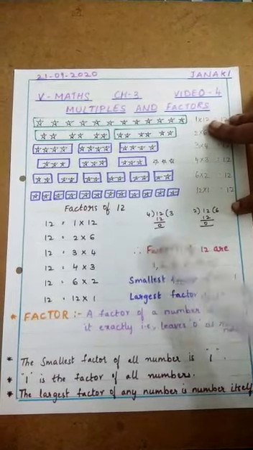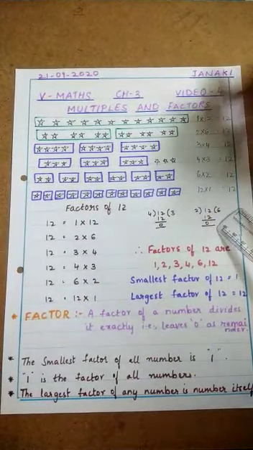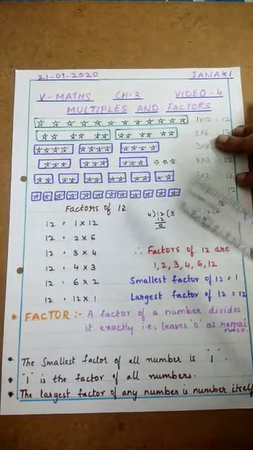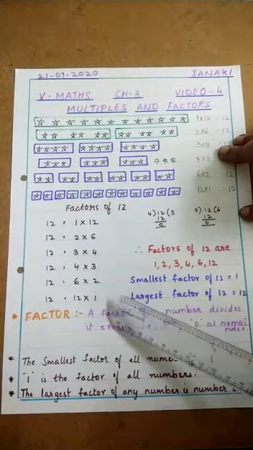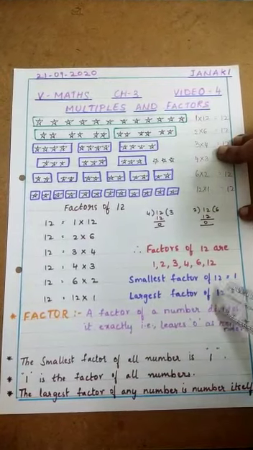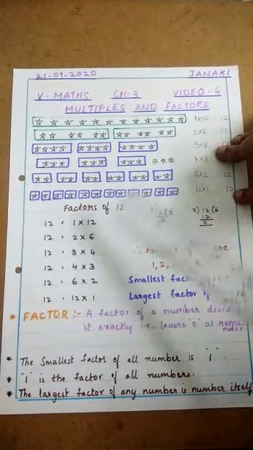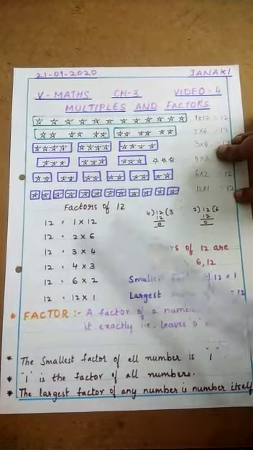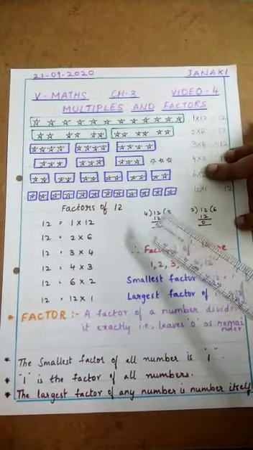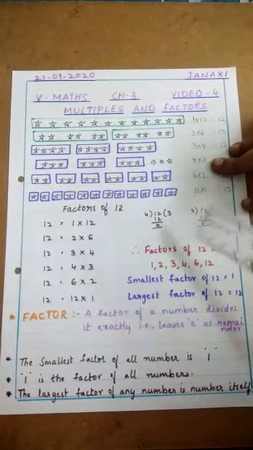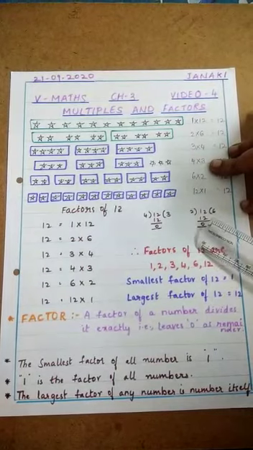Now let us see another one. 12, I am dividing by 2. I get 6. Here also the remainder is 0. So what can you say about a factor? A factor is a number which divides it exactly, that is, leaves 0 as the remainder. So any number you can take, 1, 2, 3, 4 or 6, whichever number you divide 12 by, you will get 0 as the remainder. So all these numbers, that is 1, 2, 3, 4, 6 and 12, are called the factors of 12.